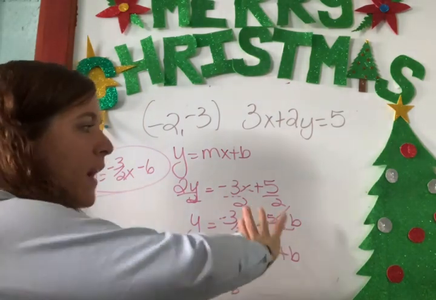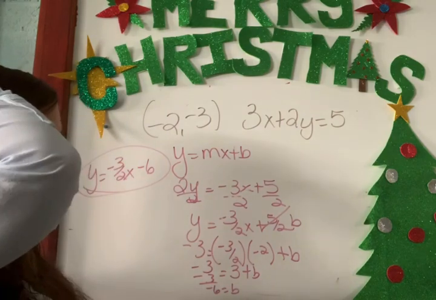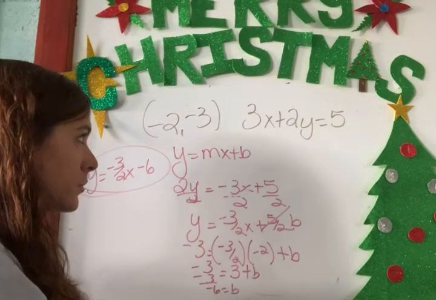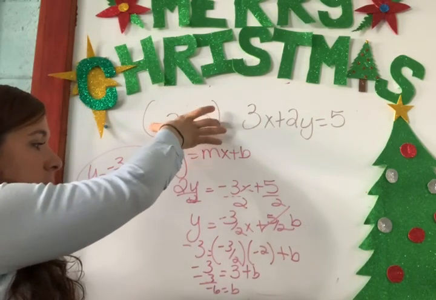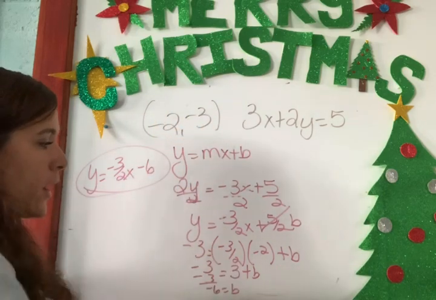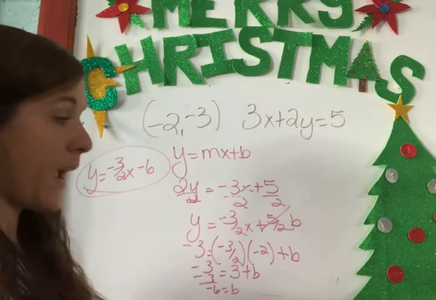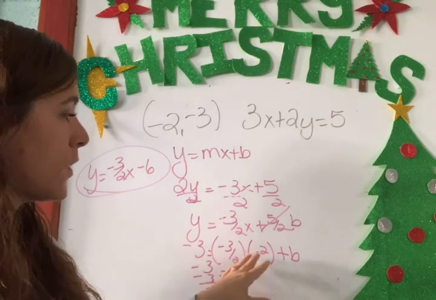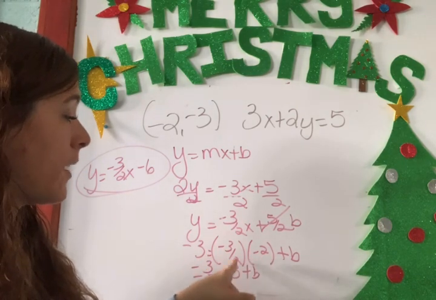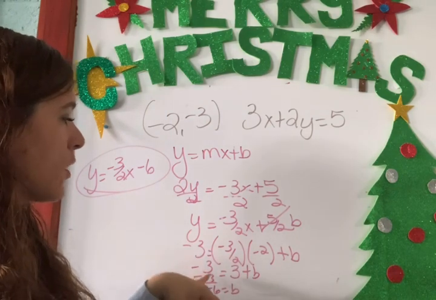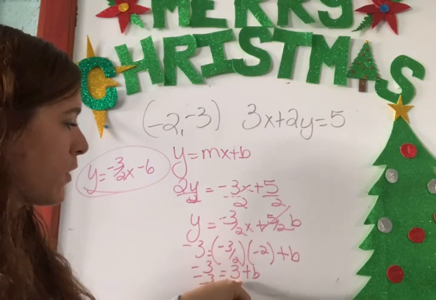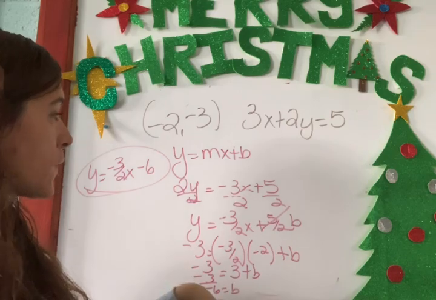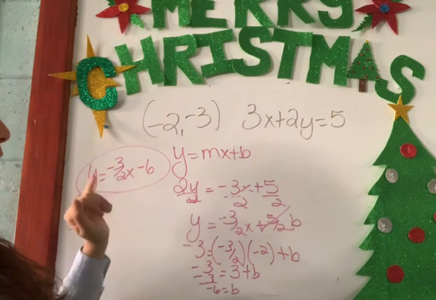Well, we don't need that 5/2 anymore. We just needed the slope. So I put b back there, and used this y and x to find my b. Negative 3 equals negative 3/2 times negative 2. That's going to cancel, cancel, and be positive 3. So negative 3 equals 3 plus b. I move my 3 over here, and get negative 6 for b. So y equals negative 3/2 x minus 6 is your equation.